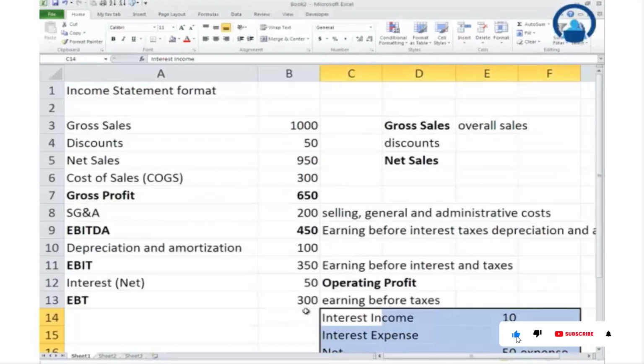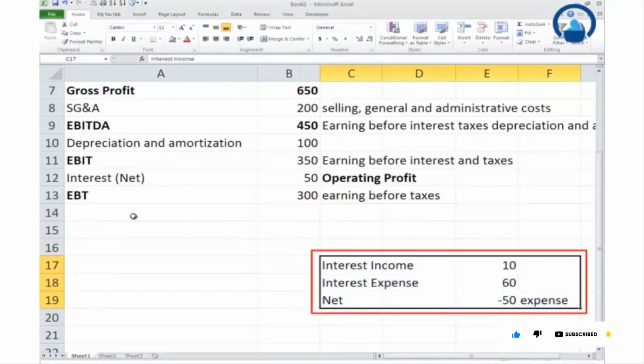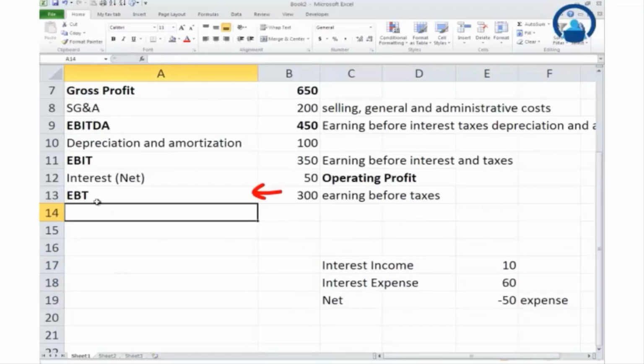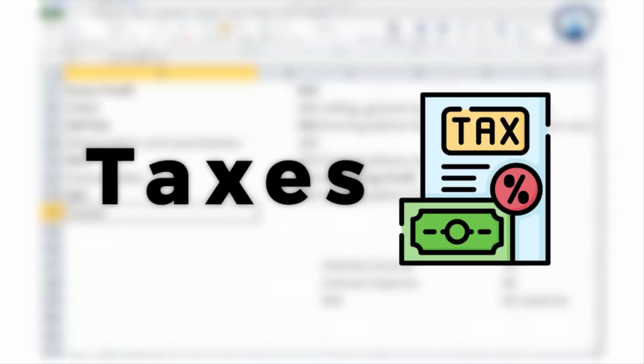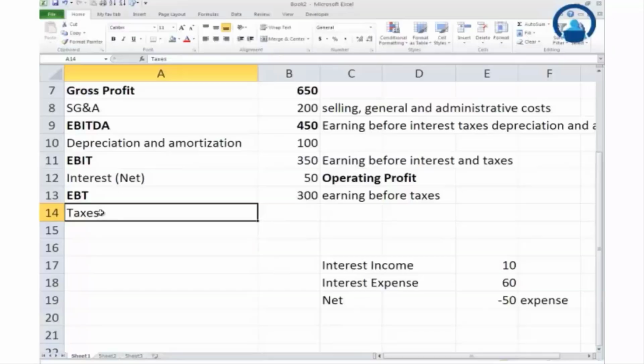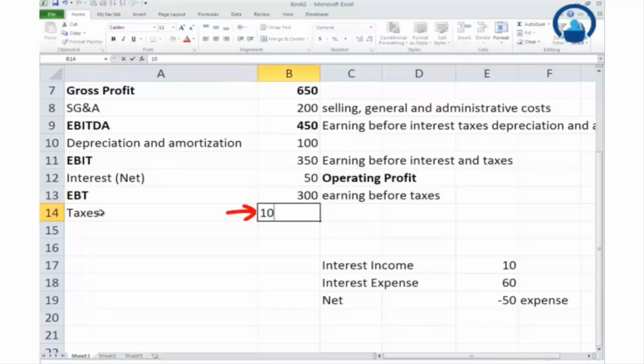Now the next important term from the point of view of the income statement is taxes. So we have calculated earnings before taxes, and let me put this as taxes. What are taxes? Taxes are a financial charge levied by the state or the government on legal entities like businesses or individuals, and this is mandatory and punishable under law. You cannot escape taxes, and these tax brackets are provided by the government. So let's assume that taxes here are around $100.